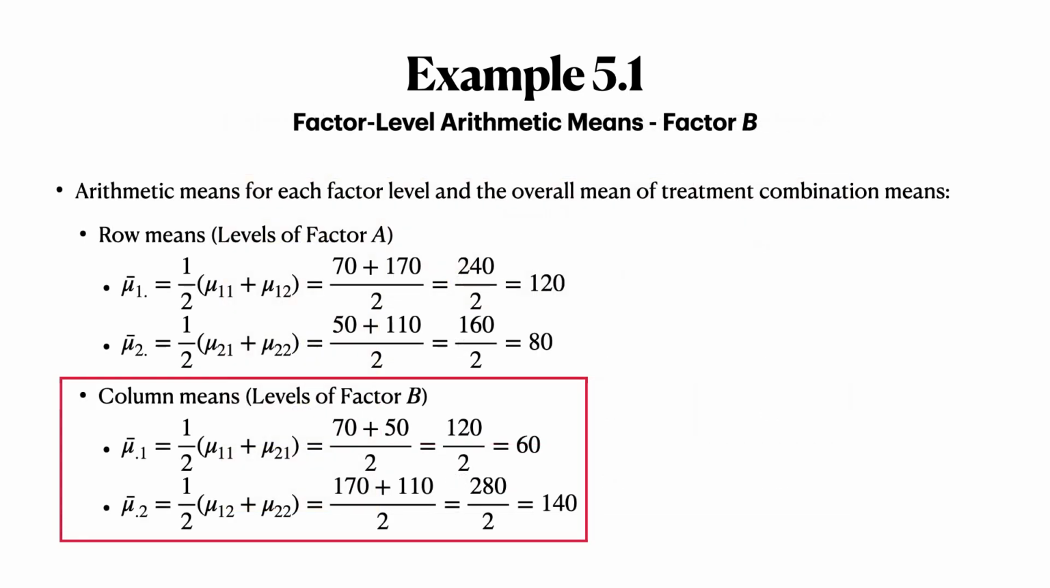Next, we're going to calculate the column means. These are the means for the levels of factor B. Mu bar dot 1 is the mean of the values in the first column of the table. Mu11 and mu21. Those values numerically are 70 and 50, and when averaged together, we get 60. Mu bar dot 2 is the mean of the values in the second column of the table. Mu12 and mu22. Those values are 170 and 110, and they have an average of 140.